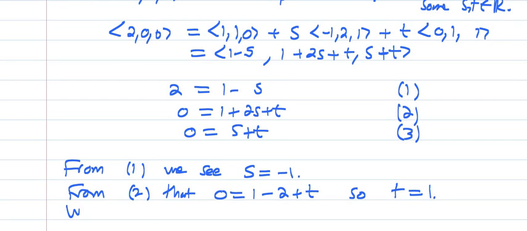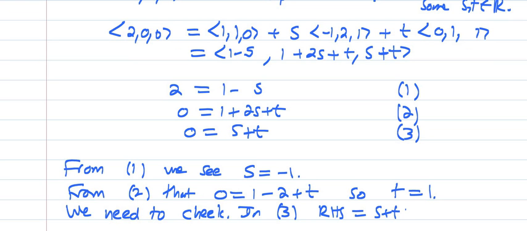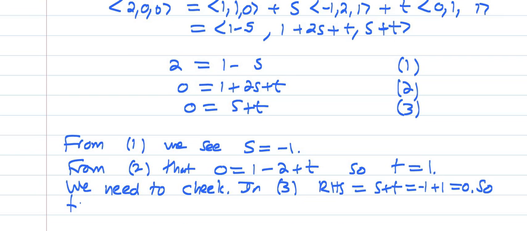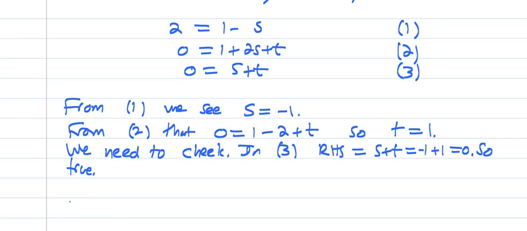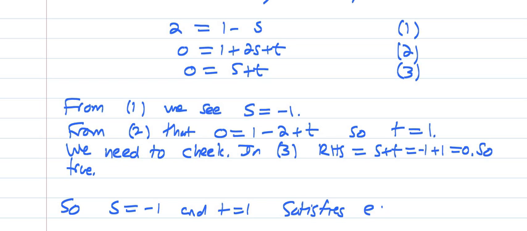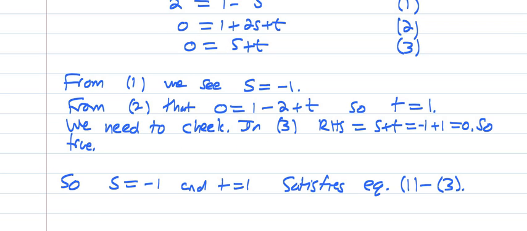So we need to check. So in 3, the right-hand side is s plus t, which is minus 1 plus 1, which is 0, so true. Now let's summarize. So s equal to minus 1 and t equal to 1 satisfies equations 1, 2, 3. So all of them are satisfied. So the answer is yes. Point X is sitting on plane P.